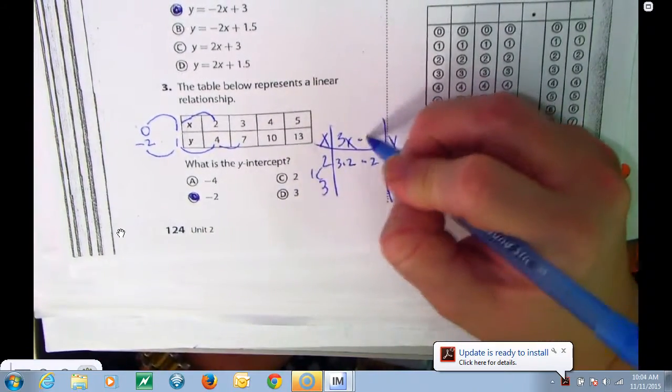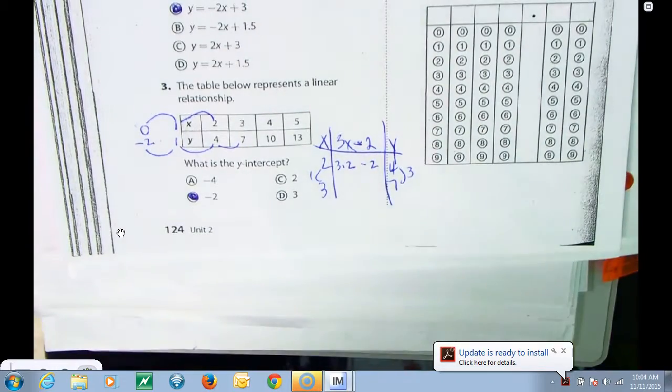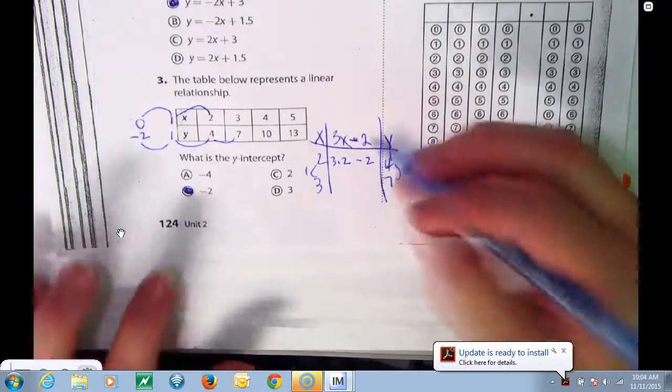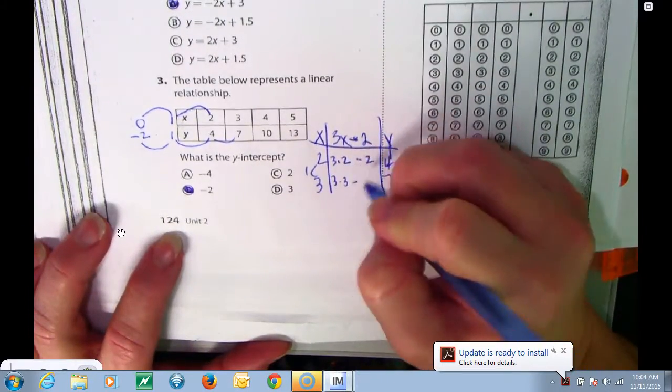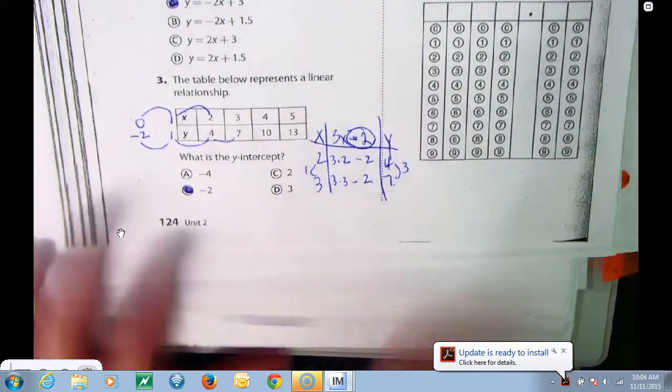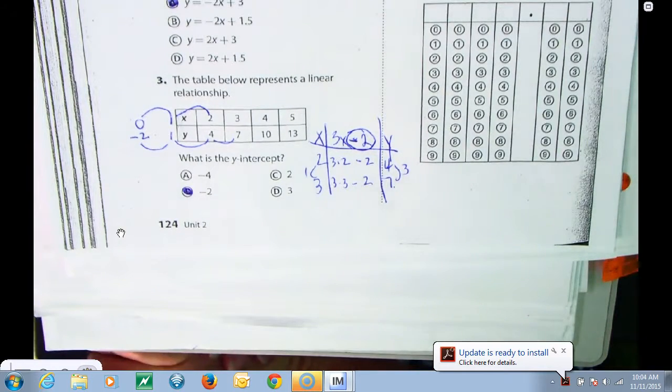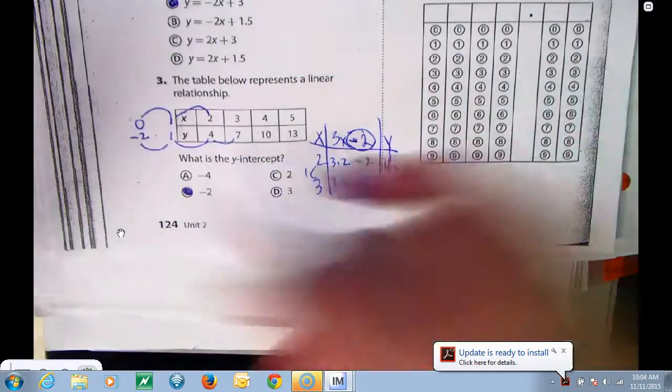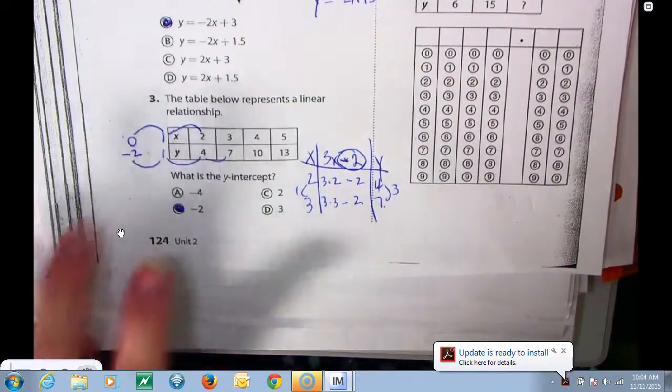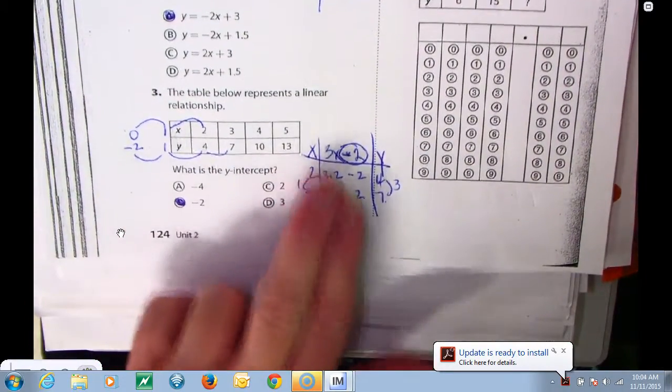Minus 2. Now, y'all did all this last year, and we've already done some this year. But y'all should know how to do this from last year. And we've done some. So, 3 times 3 is 9, minus 2 is 7. So, what is my y-intercept? Negative 2. Easy, easy, easy. 2 ways to do it. Sometimes that one doesn't work. So, that's why that one's good.